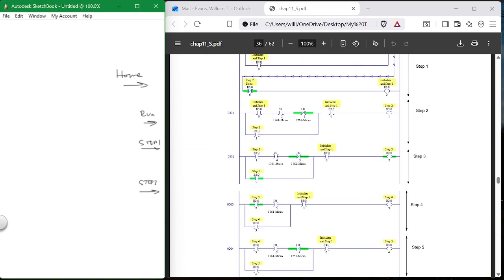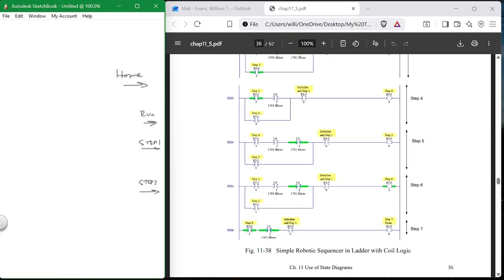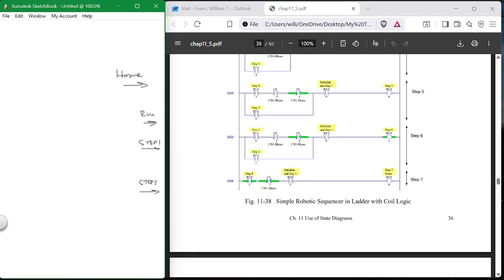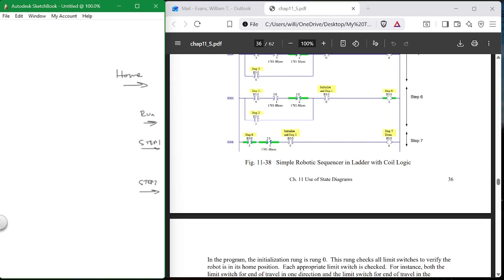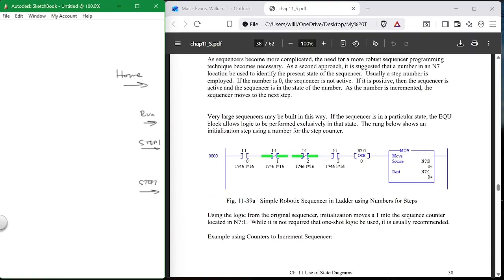Now, my rule of thumb is this. If you get more than 7 or 8 states, don't do it this way. Although electricians will not like you, what would be a better way to do this? Use numbers, an integer numbering system. If you're in a state, you can't be in another state. So if you're in step 1, you can't be in step 2 or step 3 or step 4.